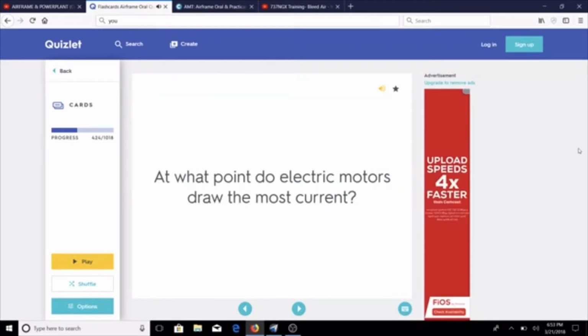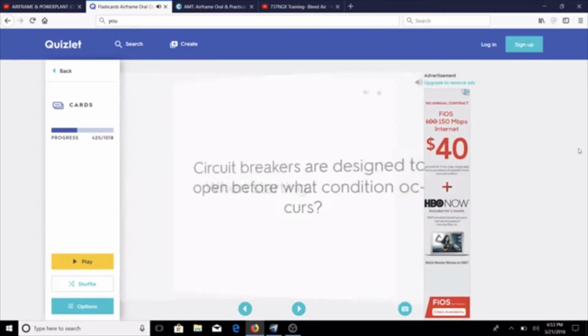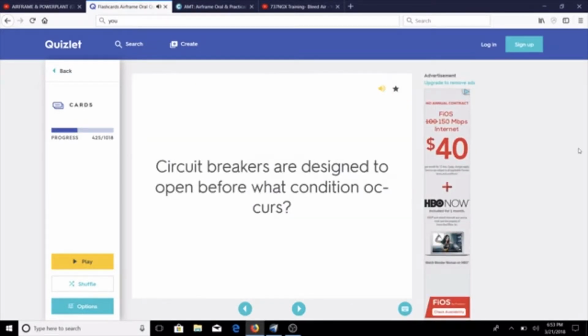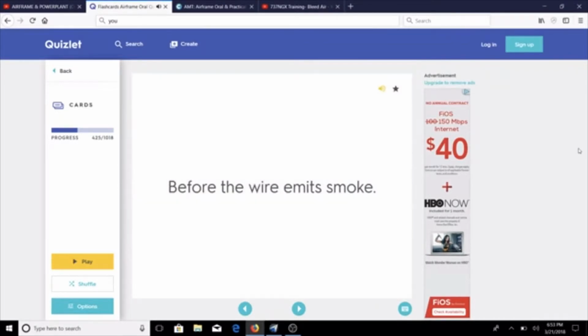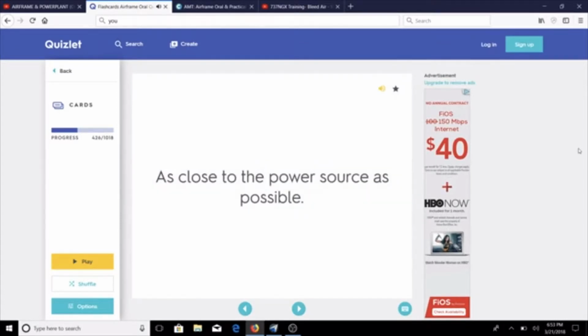At what point do electric motors draw the most current? When starting. Circuit breakers are designed to open before what condition occurs? Before the wire emits smoke. At what point in a circuit should the protective device be located? As close to the power source as possible.